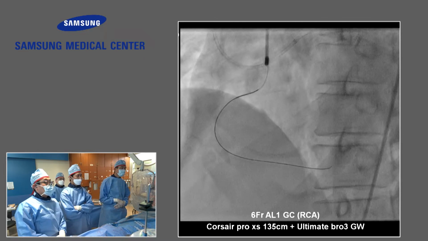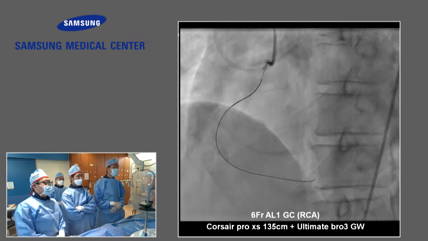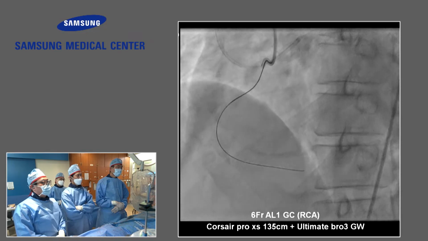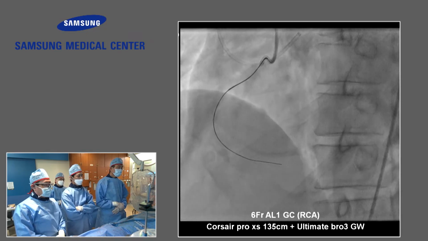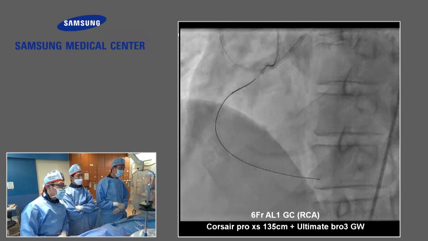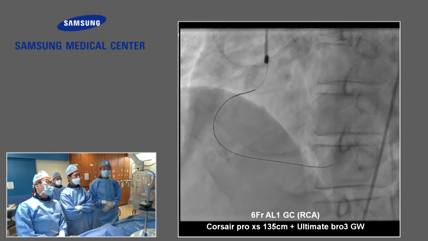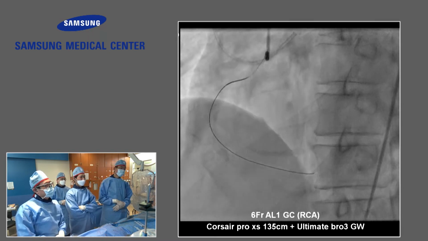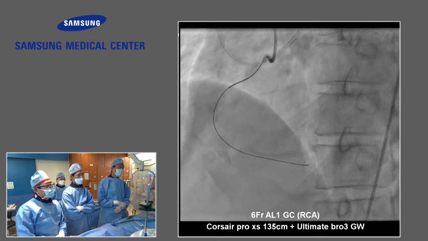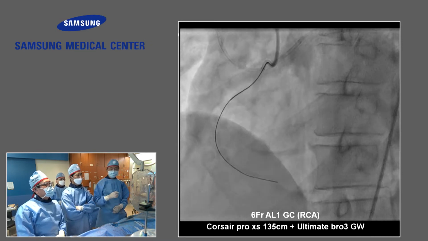The wire was inserted. Pushing the Corsair is quite difficult because of a poor backup. In this situation, we should care about the guiding catheter, because sometimes it would go out even though the wire passes. Don't push too hard. Yeah, very important advice, I think. So there are difficulties in the progress of the Corsair.